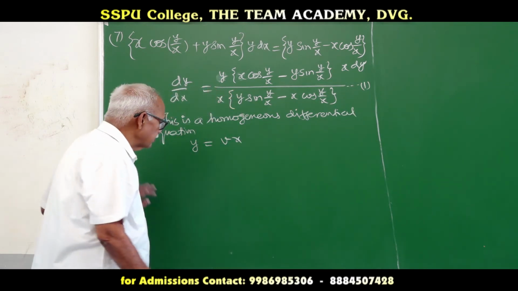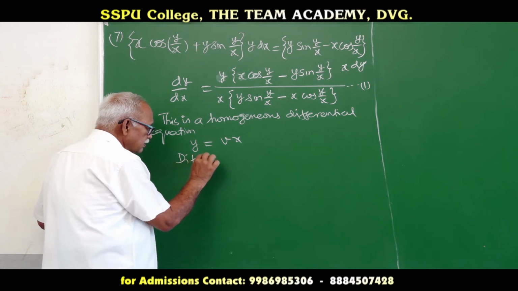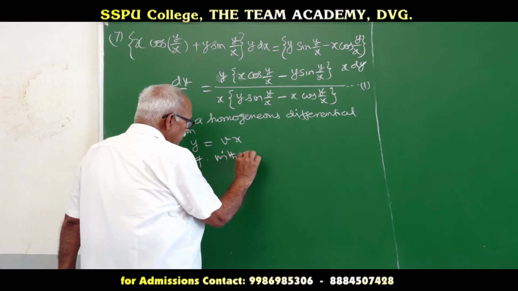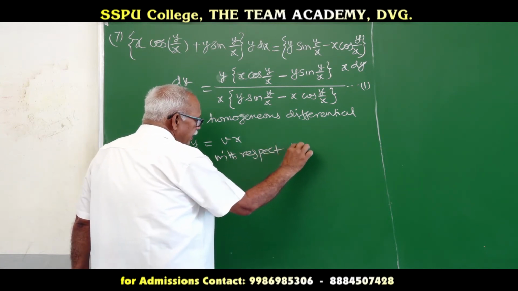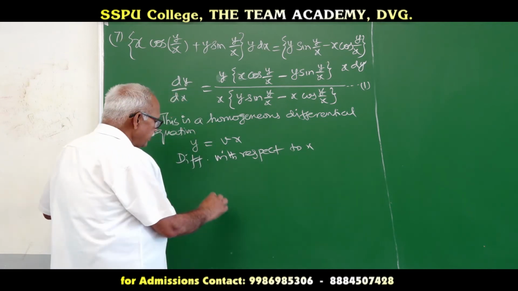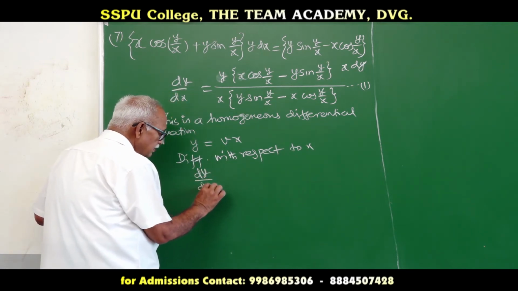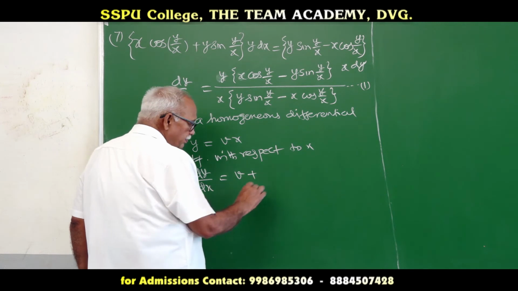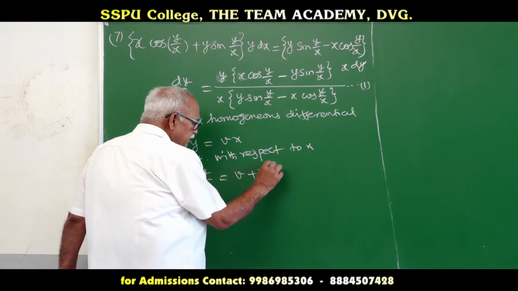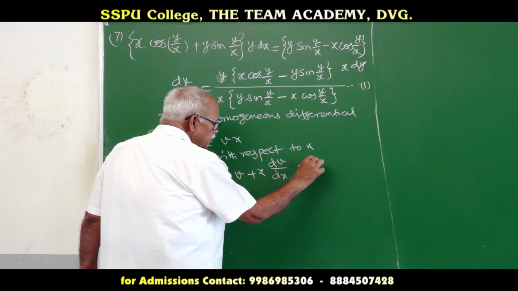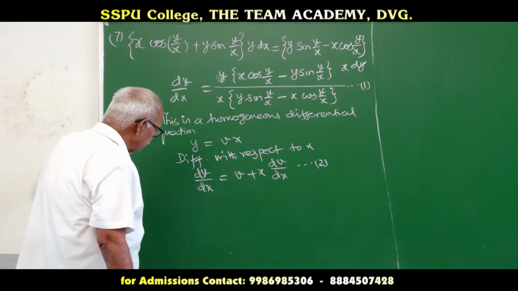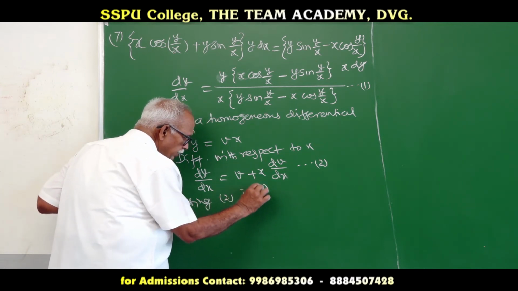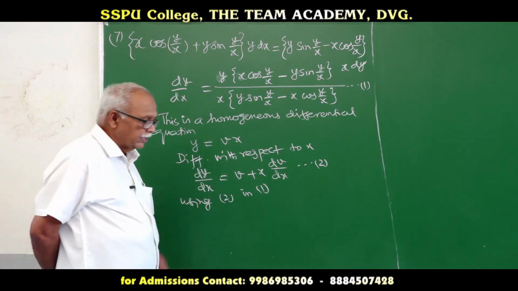y is equal to Vx, differentiating with respect to x. So what is the differentiation here? dy by dx is equal to v into x differentiation is 1, therefore v plus x into v differentiation is dv by dx. So this is 2. Now using equation 2 in 1.